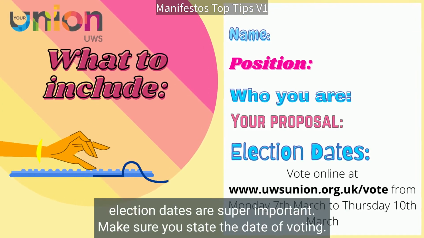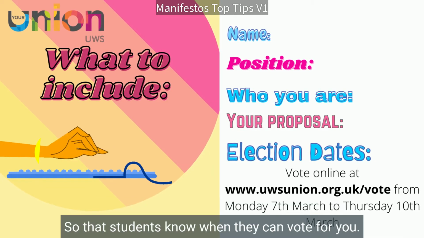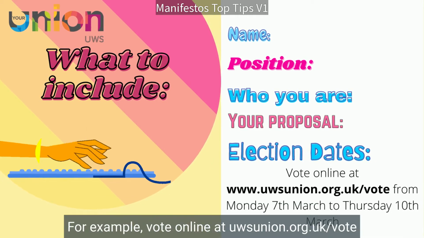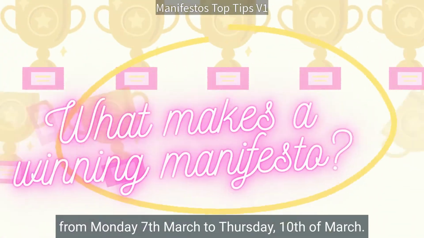And lastly, election dates are super important. Make sure you state the date of voting so that students know when they can vote for you. For example, vote online at uwsunion.org.uk/vote from Monday the 7th of March to Thursday 10th of March.